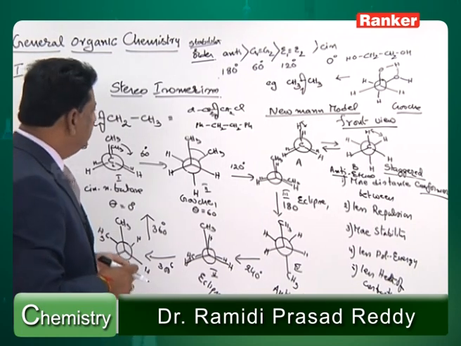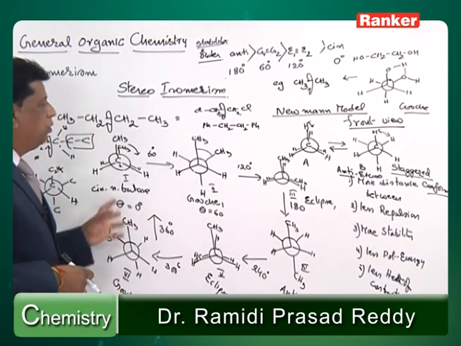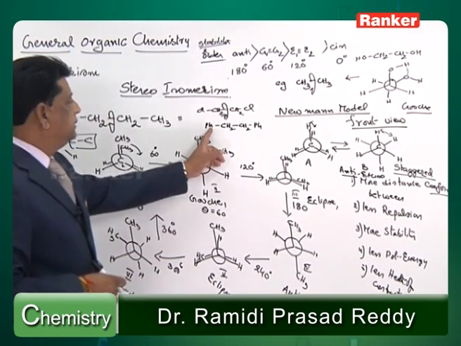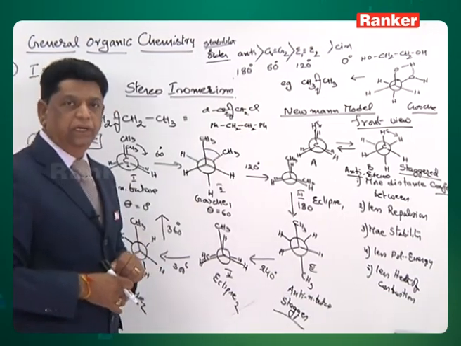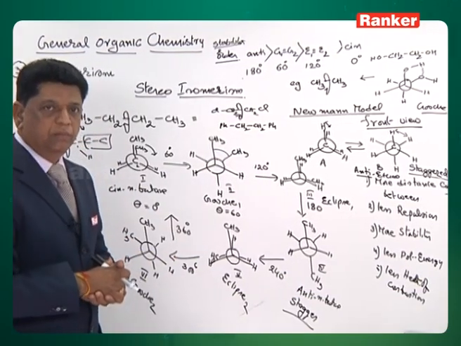But otherwise, in general, with the two big groups opposite, two phenyls opposite, two chloro opposite, such conformers will be the most stable.